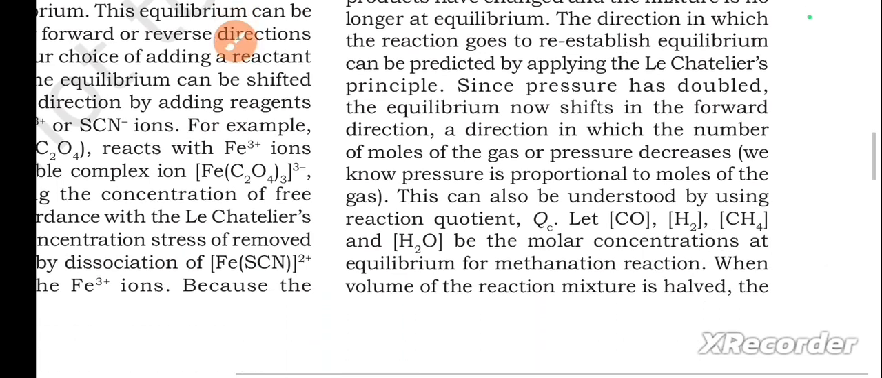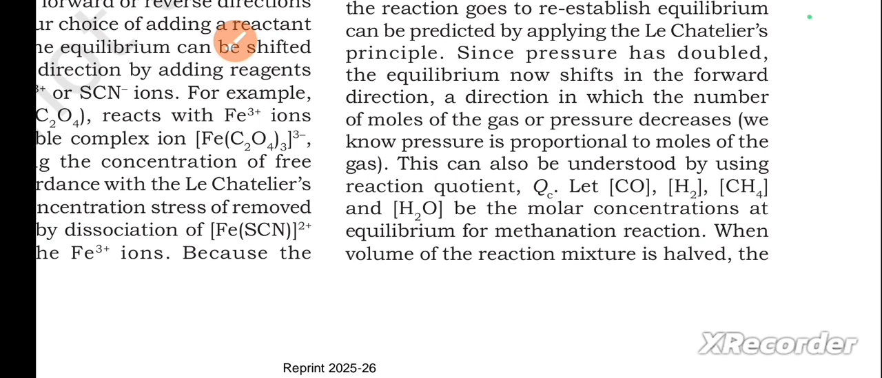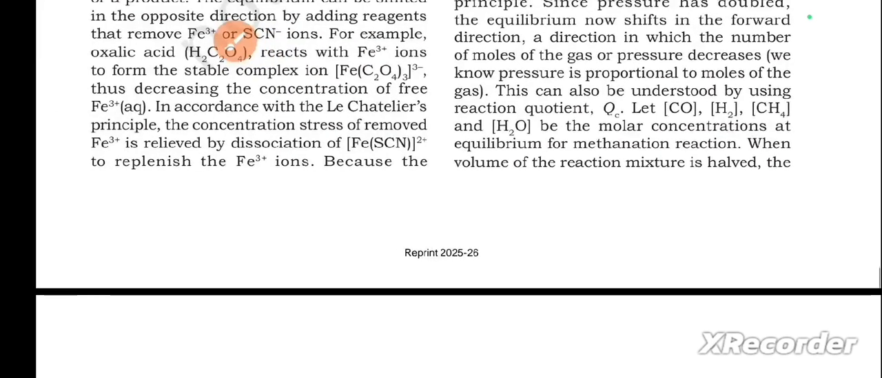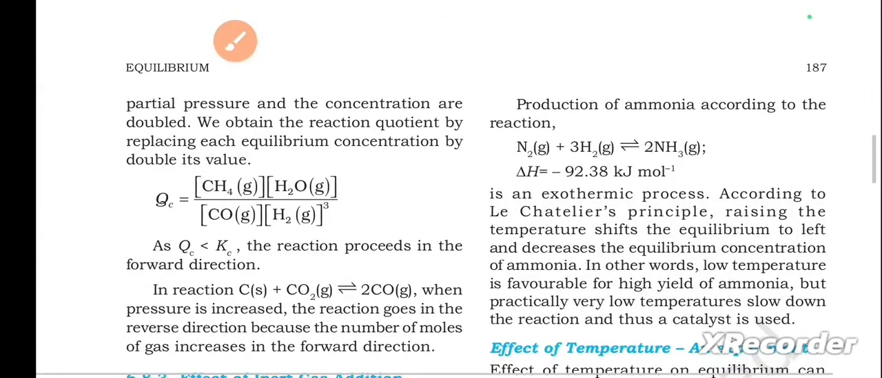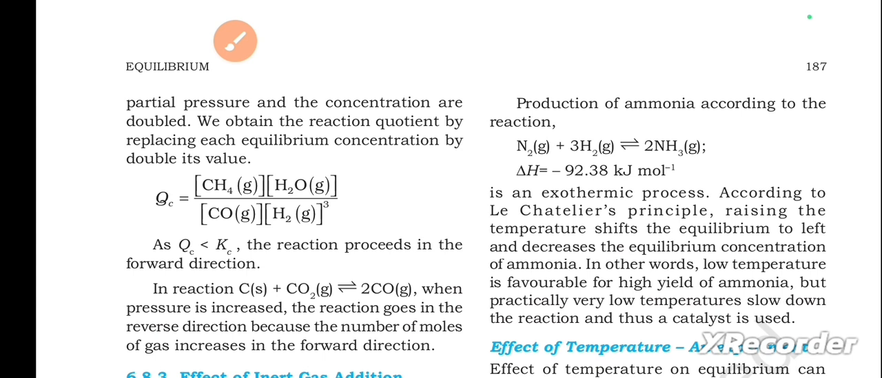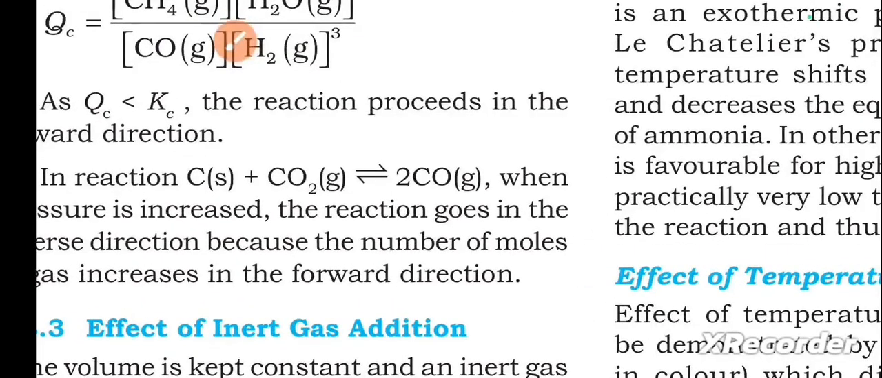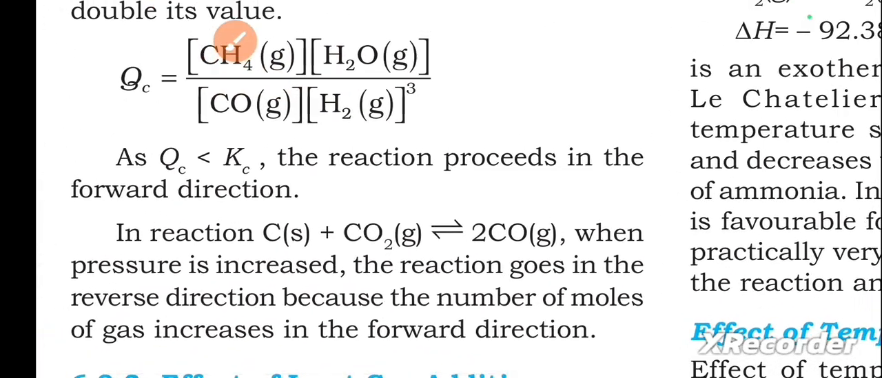This can also be understood by using reaction coefficient Qc. Let CO, H2, CH4 and H2O be the molar concentrations at equilibrium for the methanation reaction. When the volume of the reaction mixture is halved, the partial pressure and the concentration are doubled. We obtain the reaction coefficient by replacing each equilibrium concentration by double its value. As Qc is less than Kc, the reaction proceeds in the forward direction.